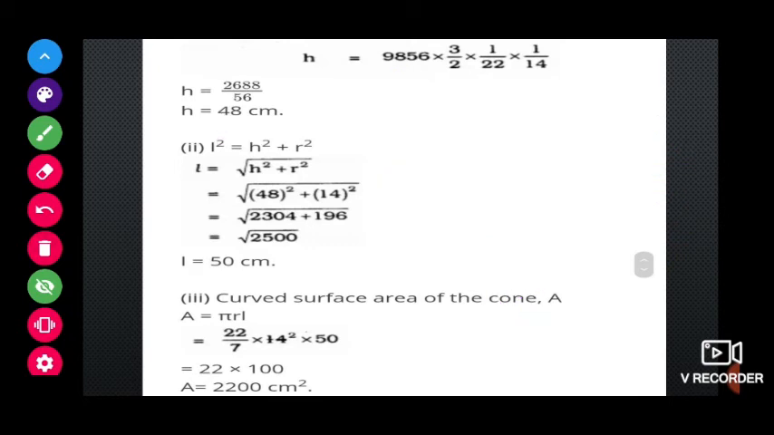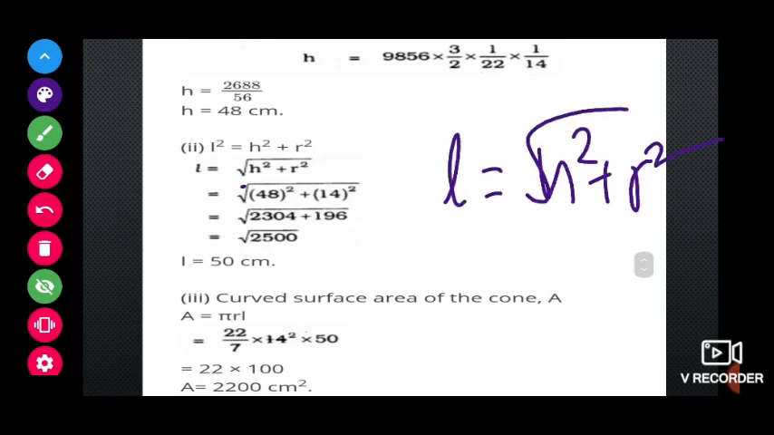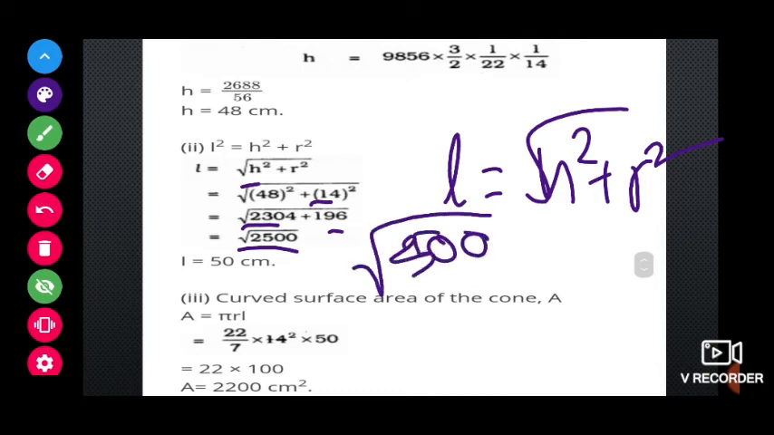Now they are asking the slant height. How can we find the slant height? L is equal to root of h square plus r square. So the height we are having is 48 square plus r, 14 square. If I take 48 square, 48 into 48, 2304. I think multiplications and all, no need to teach, you know already. Then 14 square is 196. If I add, 2500. 2500 square root means that is 50 centimeter.